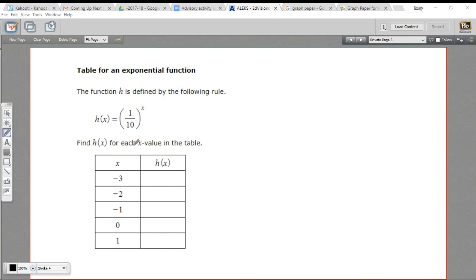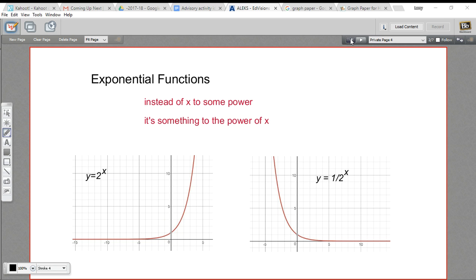In this problem, we're being asked to make a table of values for a function, and this is an exponential function. Making a table of values is a great first step in getting ready to graph an exponential function. And just in case this is your first time with an exponential function, let me just mention briefly what that really is.